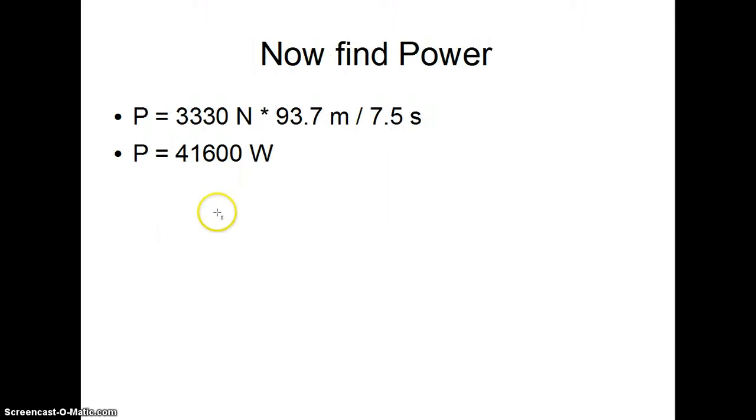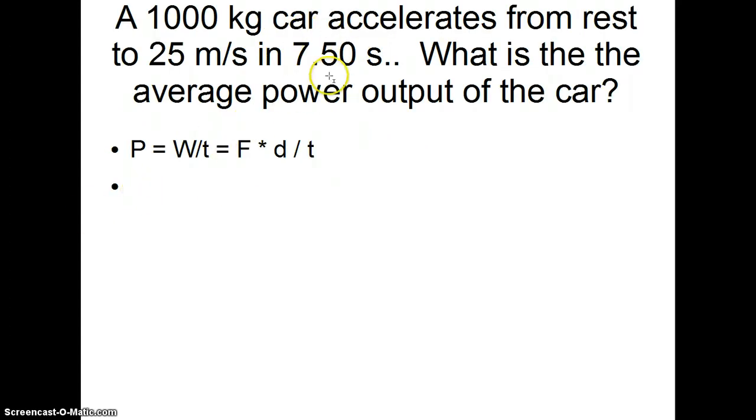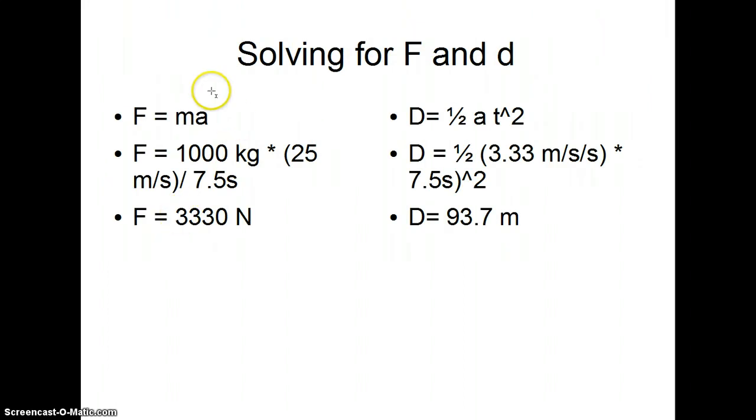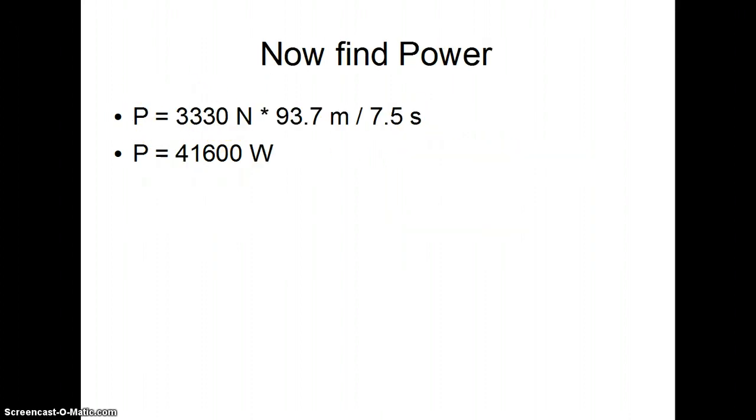So when we put all this together, if we take the force of the 3,330 newtons and multiply it by the displacement, the 93.7 meters, and we divide that by the time, what we end up with is a power output of 41,600 watts. So this problem's a little bit trickier in that the only thing that we got in the equation initially was the time, and you were given a couple of other pieces of information which didn't seem to fit, and we needed to solve for those using some prior information that we had gotten from previous lessons, the force and the displacement.